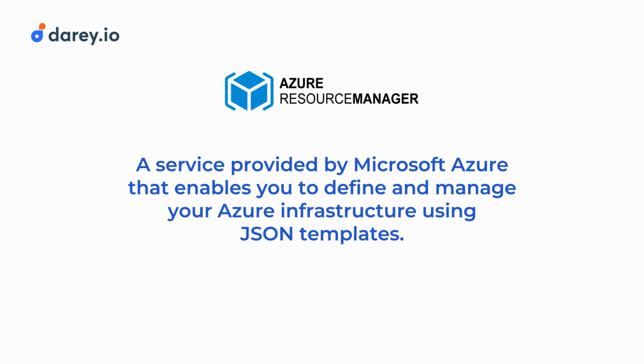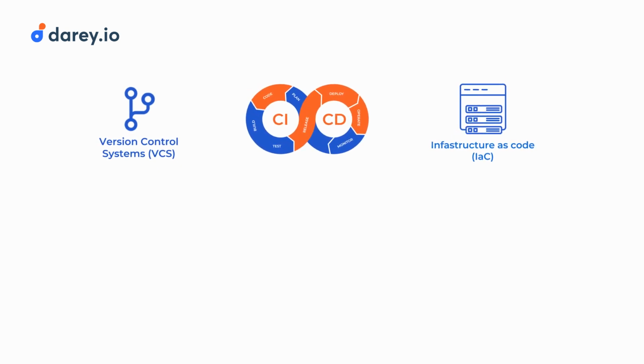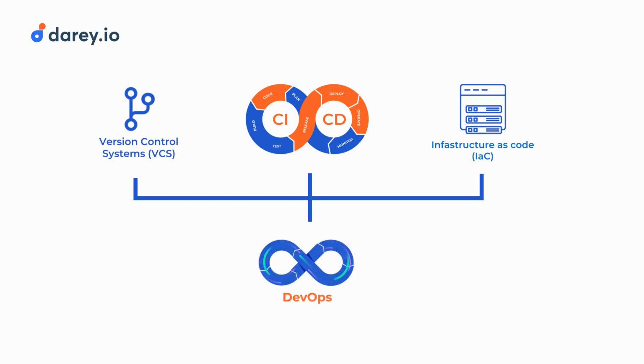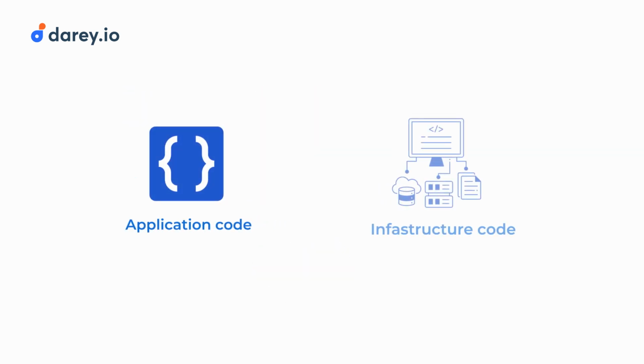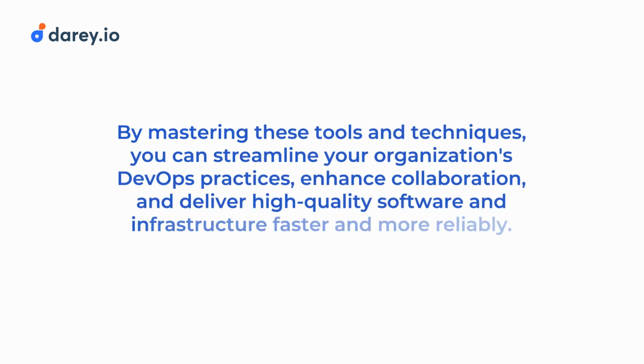In conclusion, the combination of VCS, CI/CD, and IAC allows us to create a powerful integrated DevOps workflow that treats both application code and infrastructure code as first-class citizens. By mastering these tools and techniques, you can streamline your organization's DevOps practices, enhance collaboration, and deliver high-quality software and infrastructure faster and more reliably.